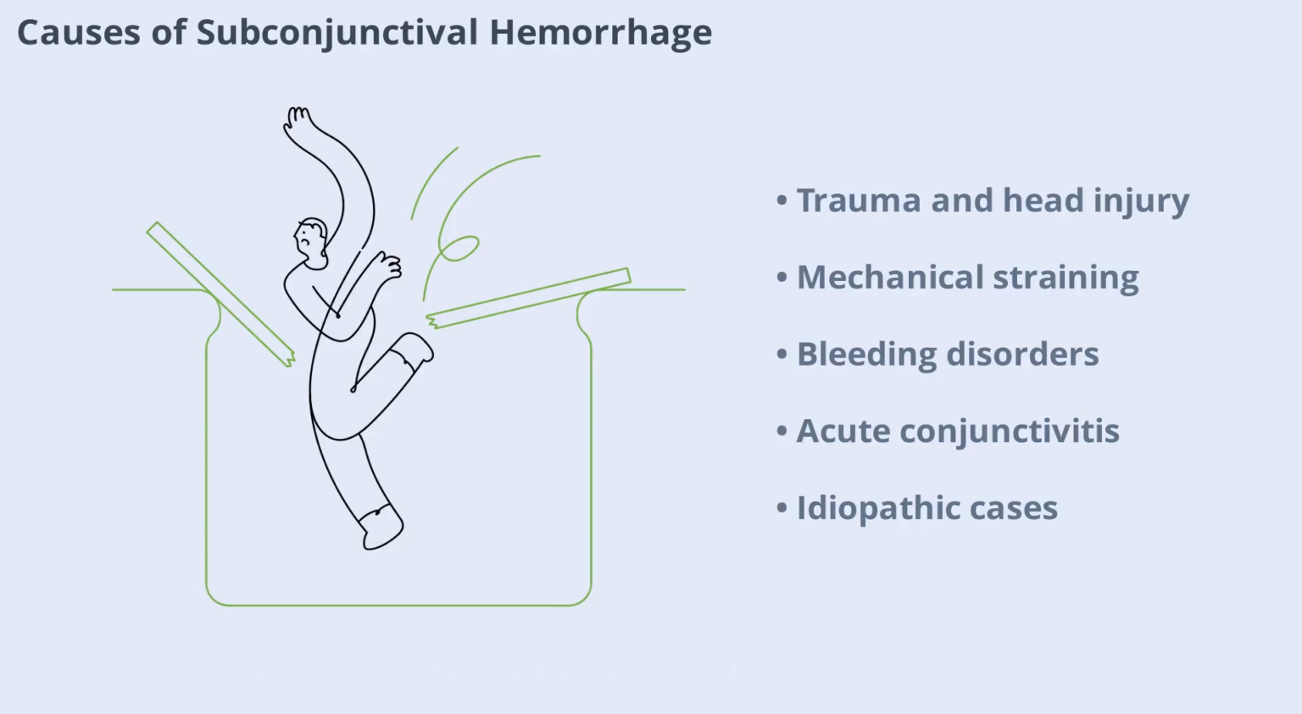Trauma, such as direct injury or head trauma with orbital fractures, is a common cause. Mechanical straining from vomiting, coughing, or lifting heavy weights can also result in vessel rupture. Bleeding disorders, acute conjunctivitis, and even idiopathic causes where no clear reason is found are other contributors. Understanding these causes helps in identifying underlying health issues when this condition is observed.